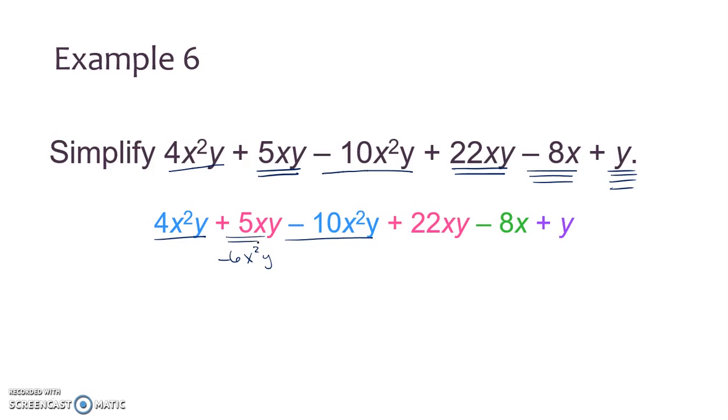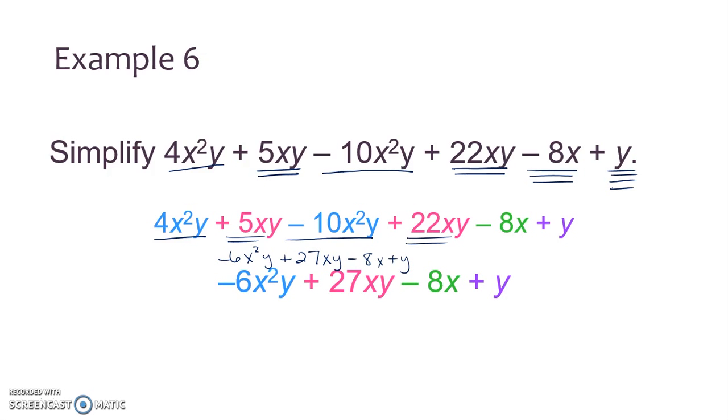Then I have the 5xy and the 22xy. That'll be a positive 27xy. And then we just have one x value and one y value, so there's nothing to combine there. We just need to remember to copy them down. And there you can see we now just have one of each of those terms, so we are done. That is simplified. Hang on with me there. There's a lot of examples. We'll try to get through them here.